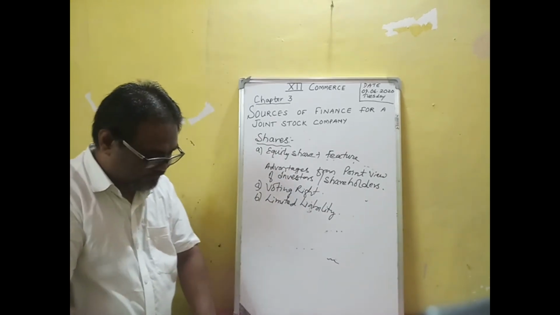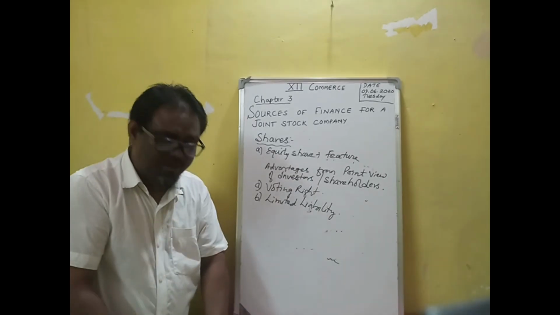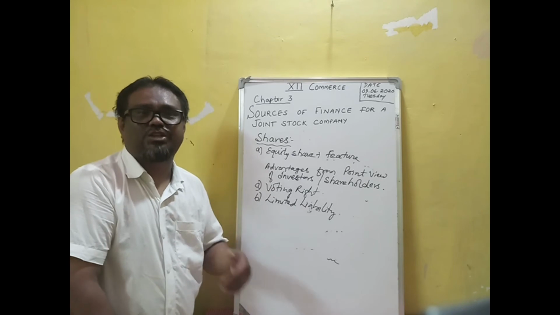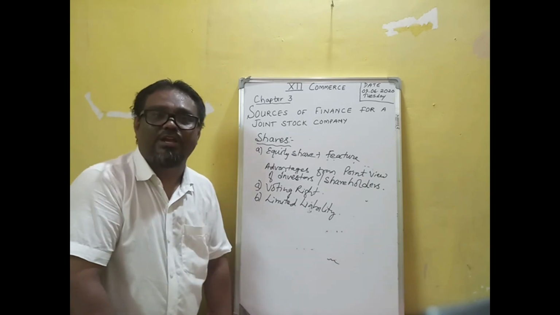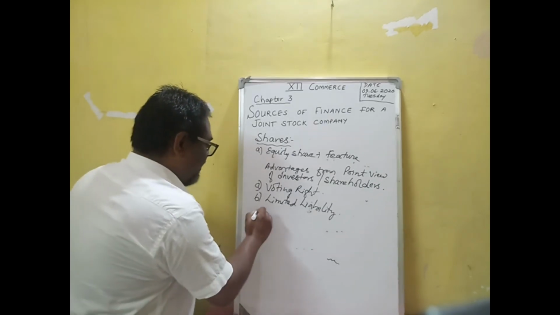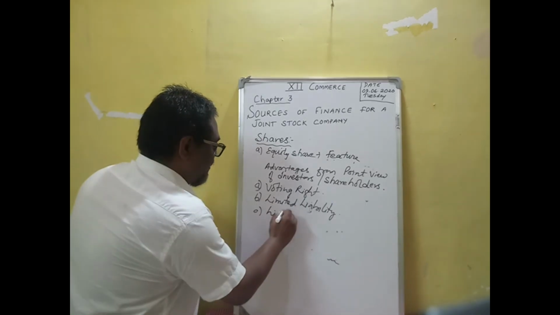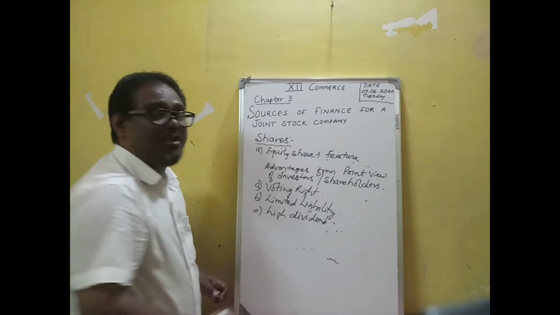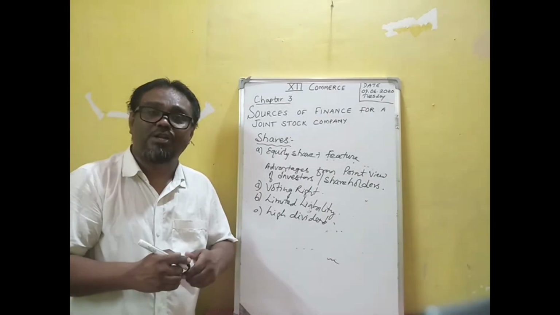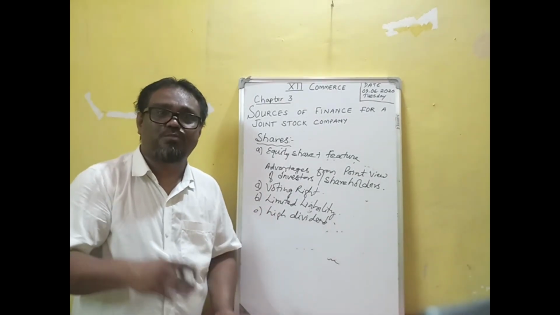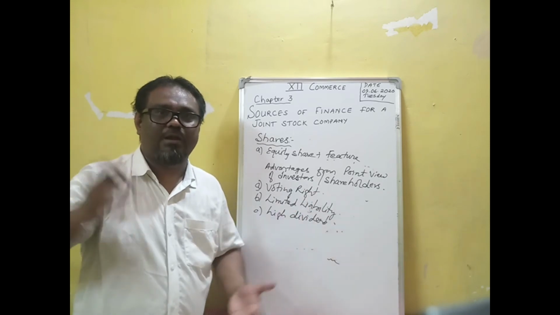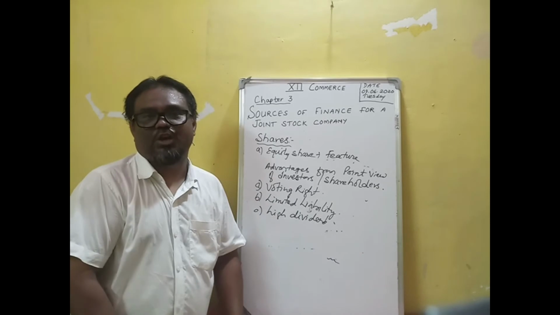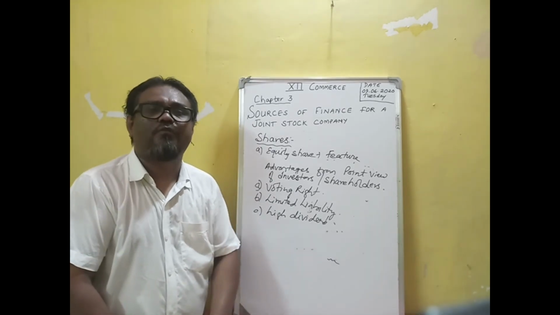After that, the dividend. When the company is doing good, the shareholders can earn a high dividend, a high dividend during the boom period. When the company is in a boom, at a high peak, the shareholders will get a high amount of dividend.